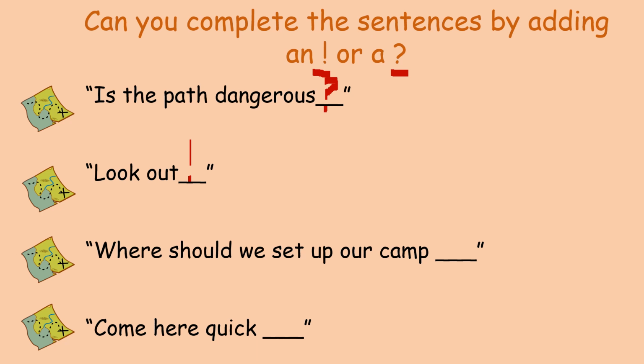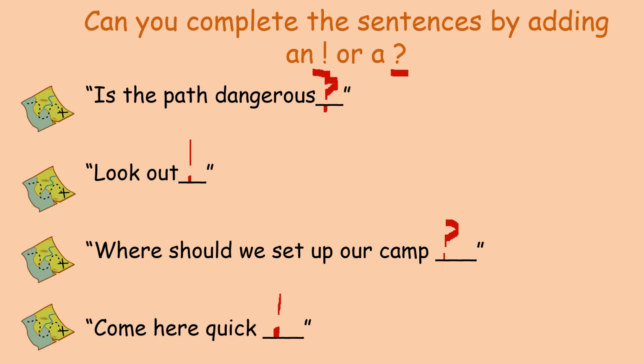Third sentence. Where should we set up our camp? Now this is a question. Someone is wondering where they should set up their camp. So we're going to use a question mark. My last one, come here quick. So again, this one, someone is very eager for someone to come, so we're going to use an exclamation mark.